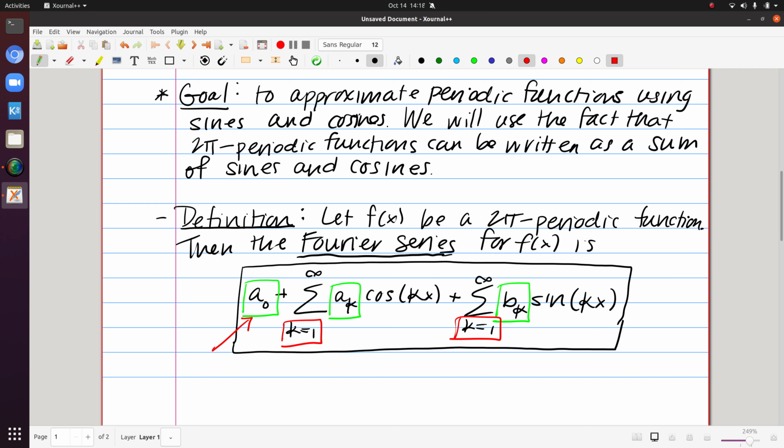So you just want to be a little bit careful since we've been so used to starting our Taylor series at k equals 0.